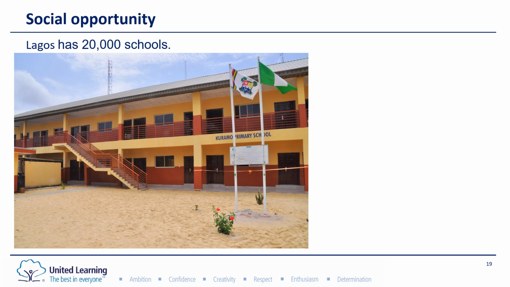Another social opportunity, Lagos has 20,000 schools. This means young people will get qualifications, therefore people have the skills in order to get formal jobs, and that will then lead to the government getting more taxes to improve the schools and hospitals within the city.